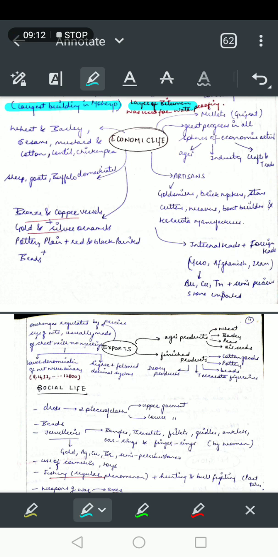Then crafts and trade. There were artisans like goldsmiths, brick makers, stone cutters, weavers, boat builders, and terracotta manufacturers. They were engaged in trade, both internal trade and foreign trade. They used to import gold, copper, and tin from different contemporary civilizations or nearby countries like Afghanistan, Iran, etc.